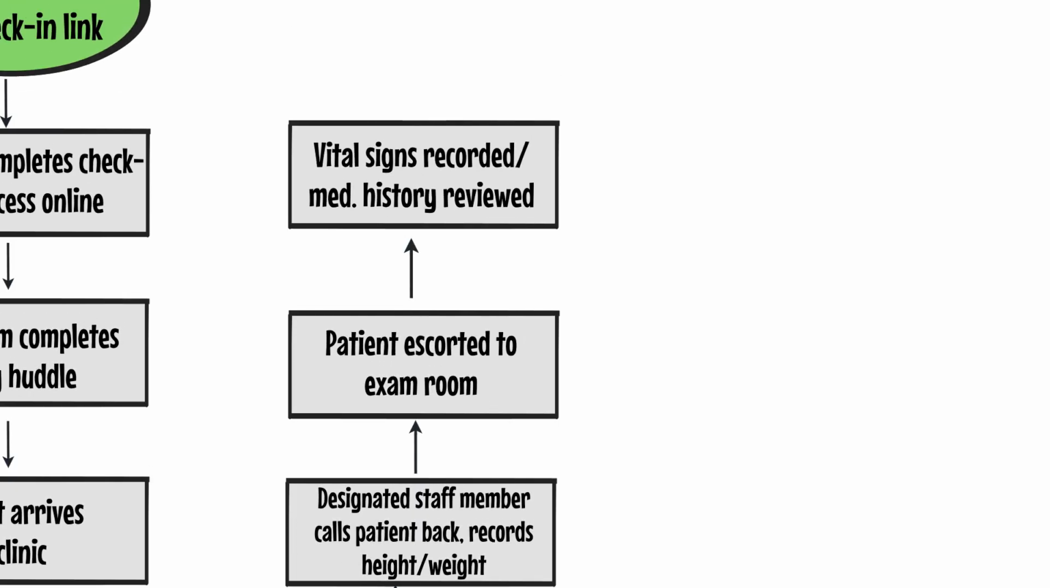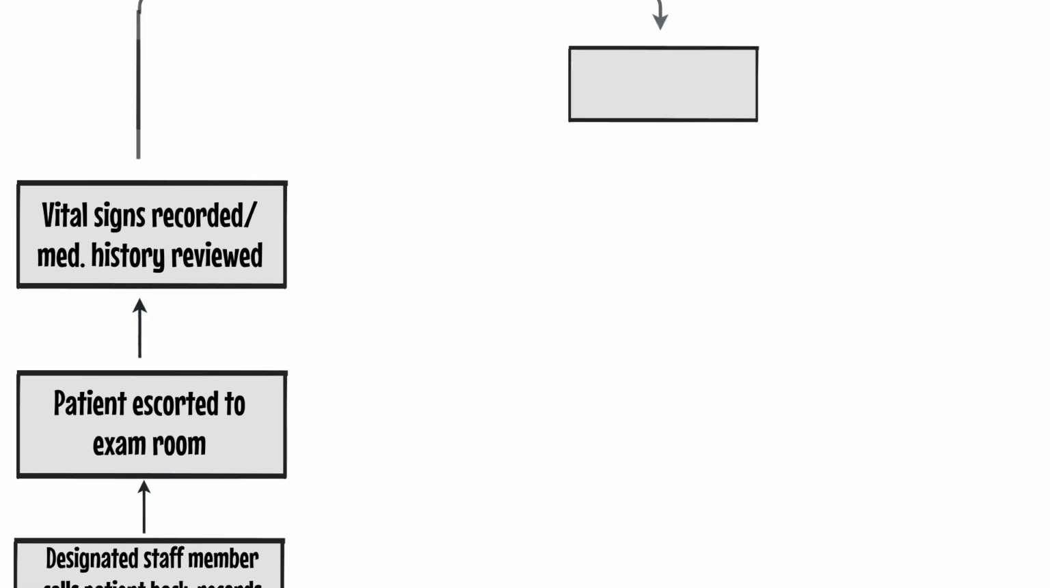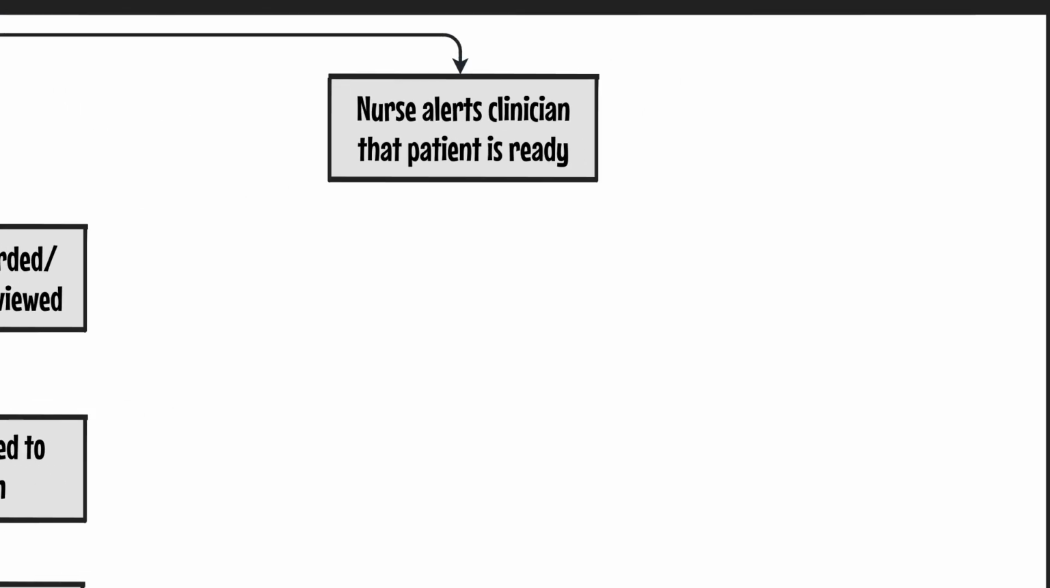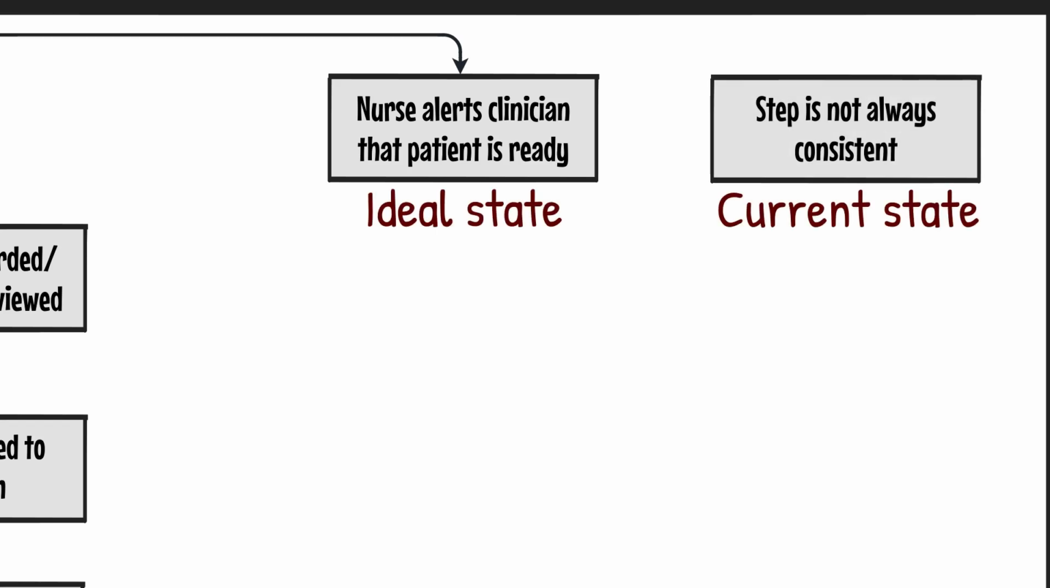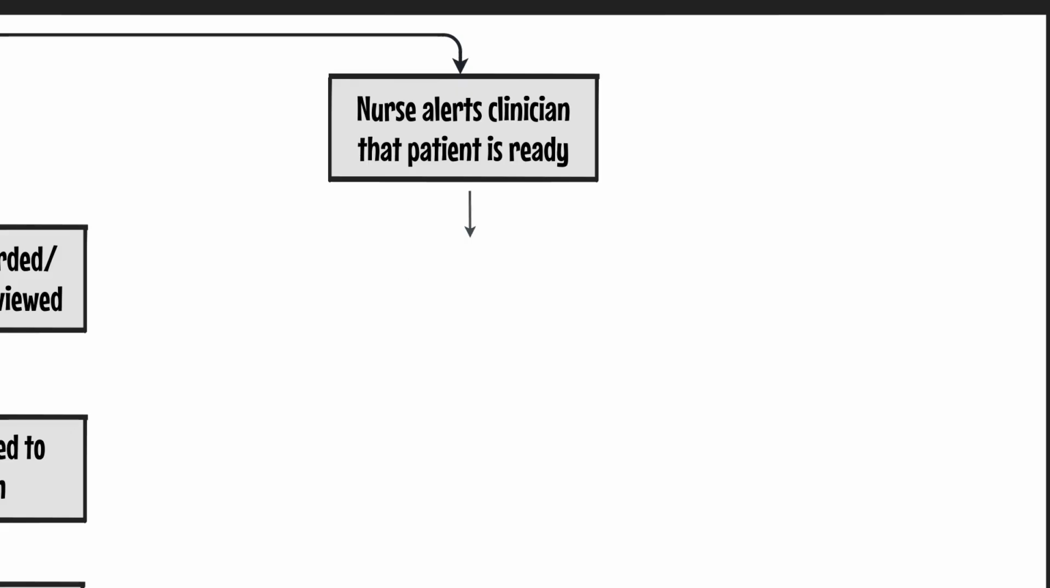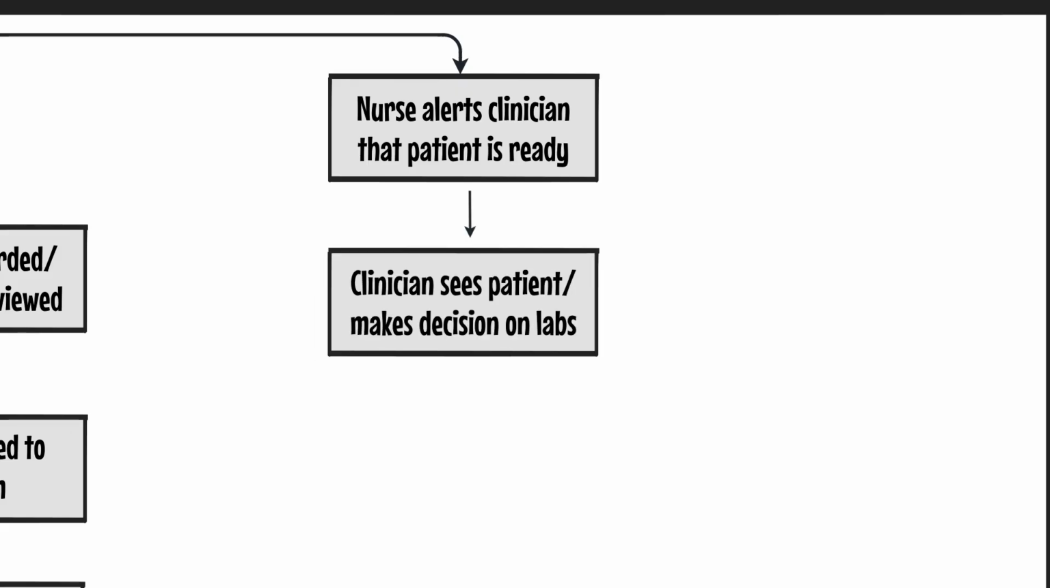Vital signs are recorded. Medical history and medications are reviewed using a consistent, standardized approach. The nurse alerts the clinician that the patient is ready using a standardized method, such as EMR plus visual cue. In the current state, your team learned that this step is not always consistent, which can lead to the clinician missing the alert. To address this, the ideal state map reflects using a standardized method with better likelihood the clinician will receive the message. The clinician meets with the patient, addresses concerns, and makes a decision about labs.